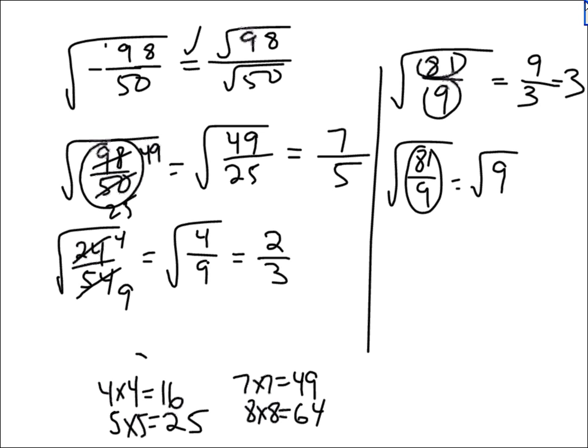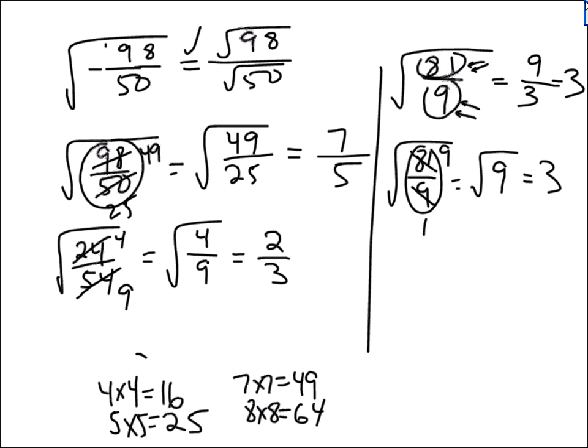9 goes into the top 9 times. 9 over 1 is 9. And the square root of 9 is 3. Here, you didn't have to reduce. Why? Because I knew the square root of 81, and I knew the square root of 9.